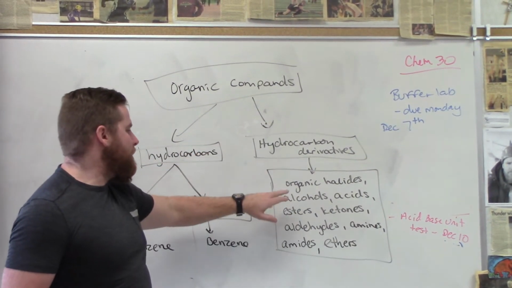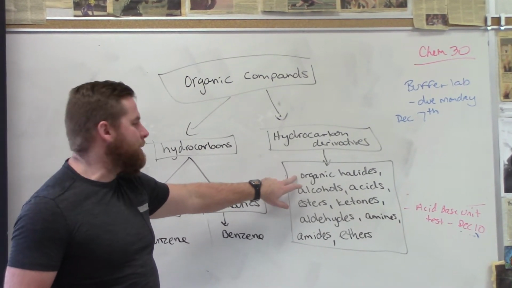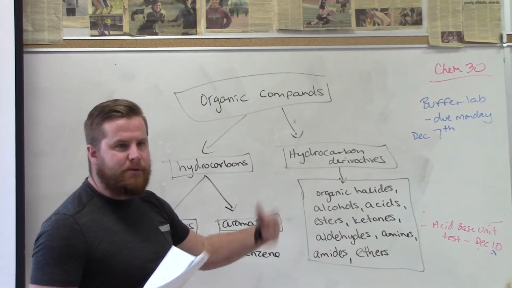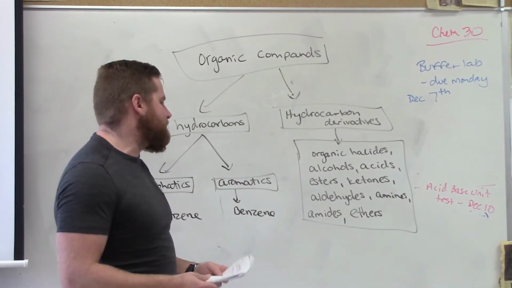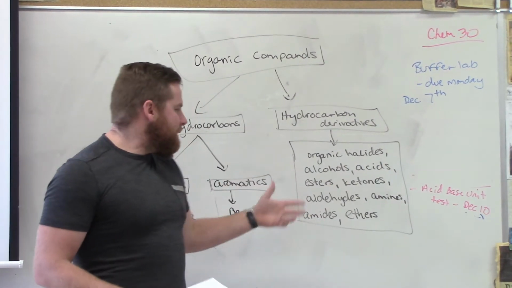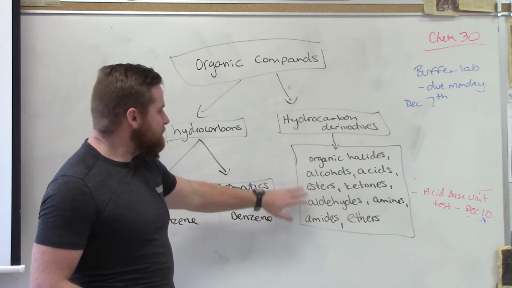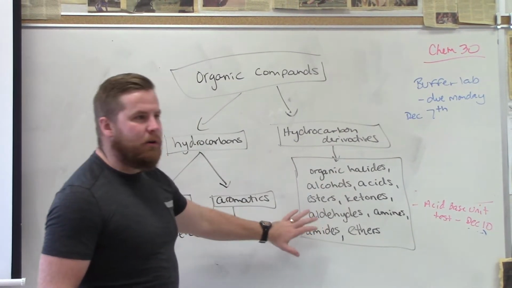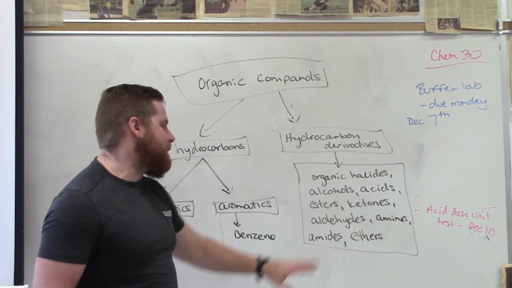Okay, we're going to talk about halogenated hydrocarbons or organic halides. We're going to talk about alcohols. I mean, some alcohols are produced naturally through fermentation, but most of them are produced through industrial processes. Acids, same deal. Esters, same deal as alcohols and acids. So a lot of these do occur naturally, but most of them are synthetic production.